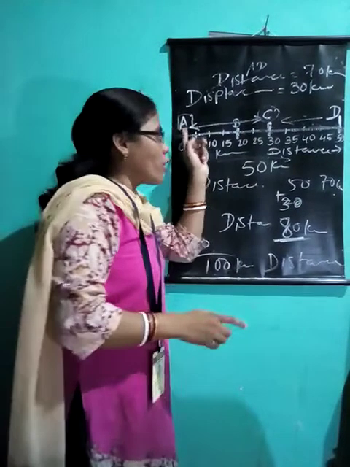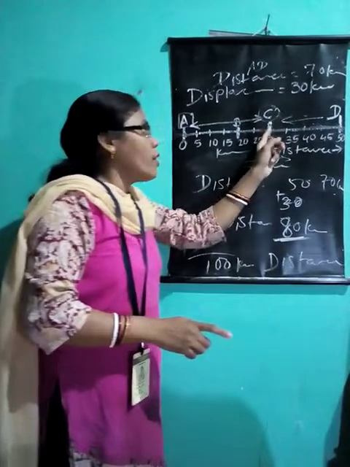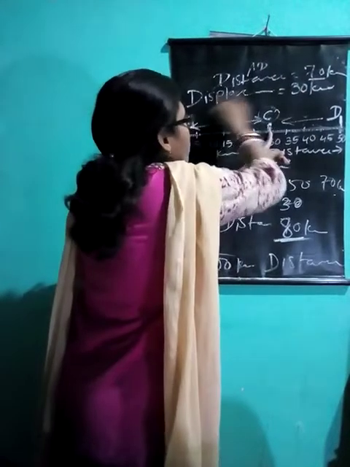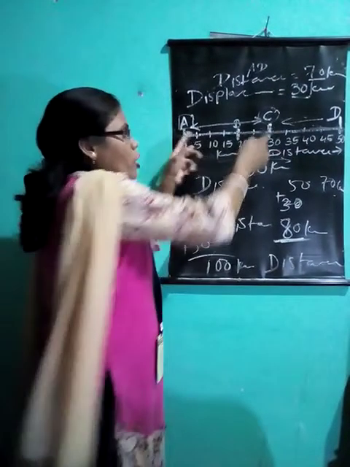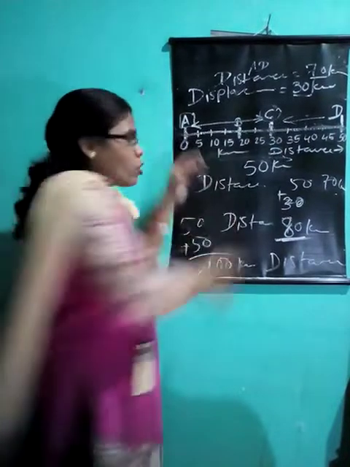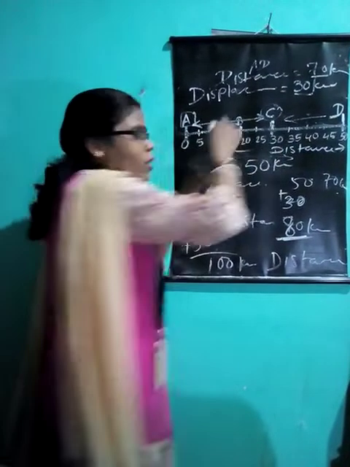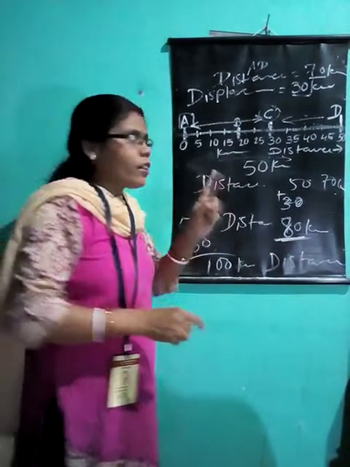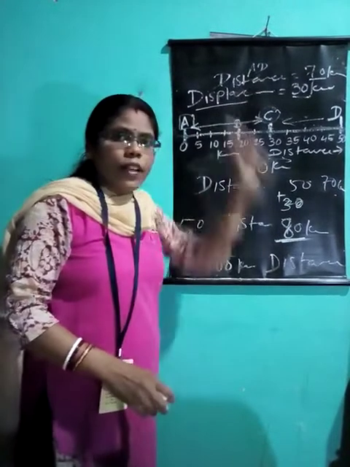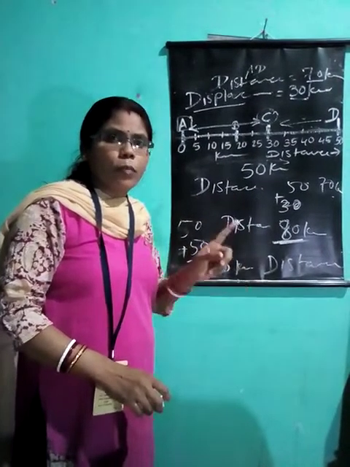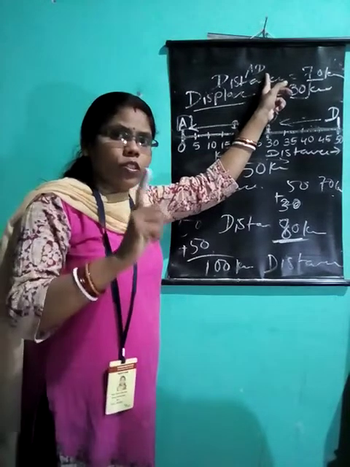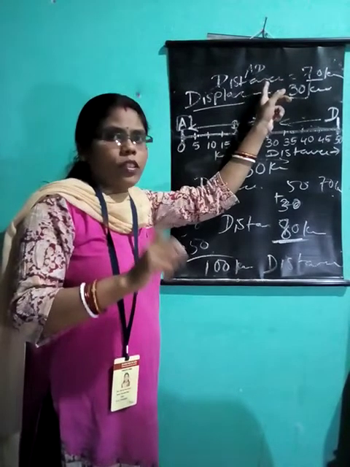When it has started from A, reached D and then returned back up to C, the distance is 70 kilometers but displacement is 30 kilometers, because this is considered the shortest path. The shortest path is AC. The direction is taken into consideration in case of displacement. But in case of distance, direction is not taken into consideration. Remember this. Direction is not taken into consideration in case of distance, and direction is taken into consideration in case of displacement.